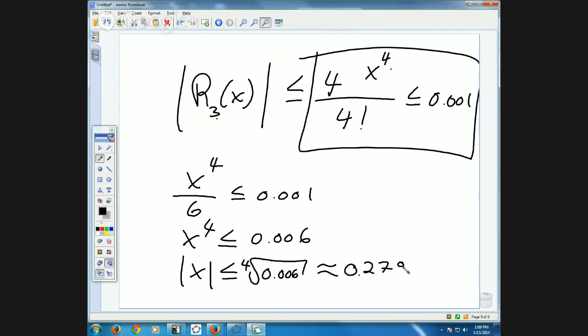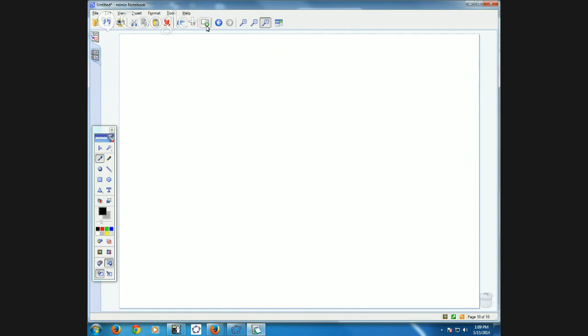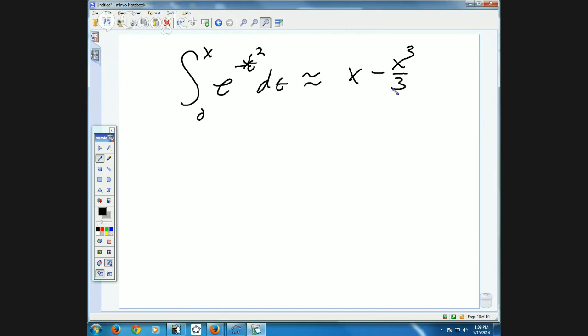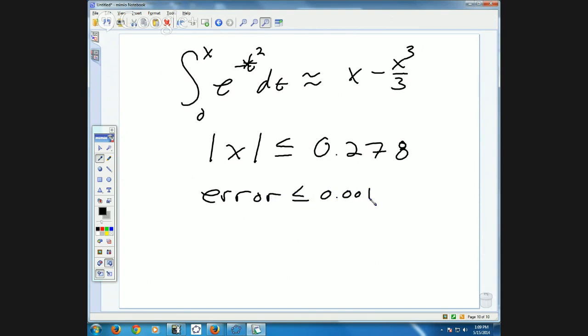So what I found is that if I need to evaluate the integral from 0 to x of e to the negative t squared, dt, and for an approximation, I'm saying it's equal to x minus x cubed over 3, that as long as x in absolute value is less than or equal to 0.278, then my error will be less than or equal to 0.001. That I'll be within 100th of the actual answer is what we just discovered here. Yay.